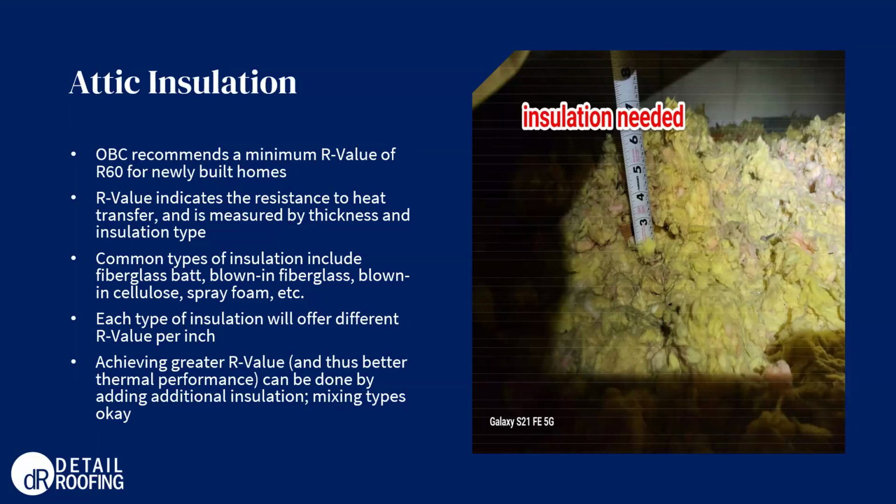So to achieve a greater R value, you can add additional insulation. And it's also possible to mix insulation types. So for example, if right now you have fiberglass batt insulation, but it's not achieving an R value of R60 and you want to increase it, you could put in blown-in fiberglass over top of that, and it would just be adding the existing R value and the new R value to achieve the overall value of 60.